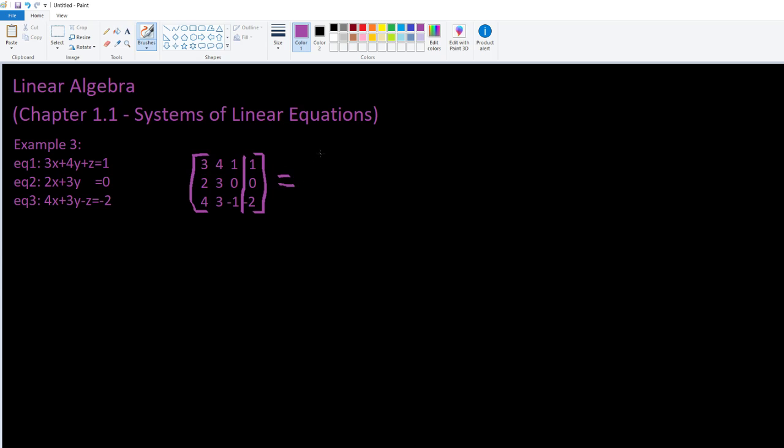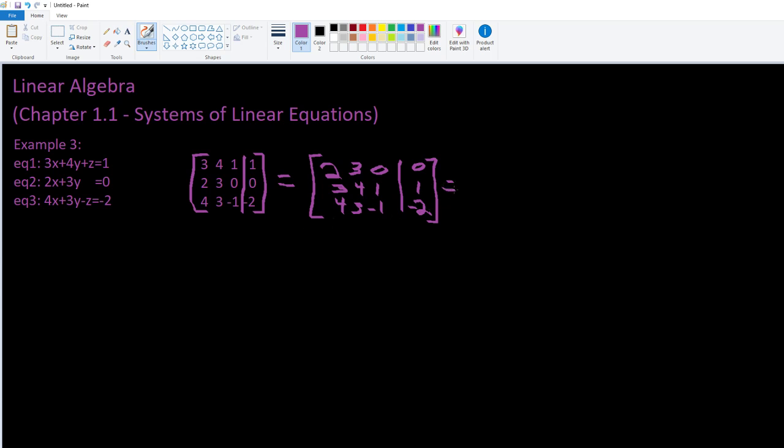Here we can swap rows 1 and 2. So let me just do that. Swapping rows 1 and 2, you get 2, 3, 0, 0, 3, 4, 1, 1, 4, 3, negative 1, negative 2. So we just swapped these two rows right here.